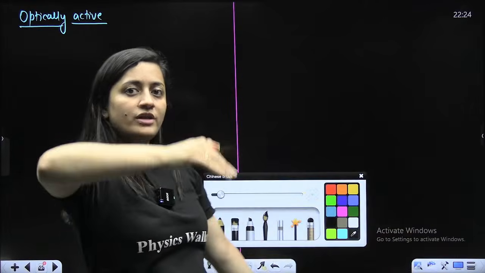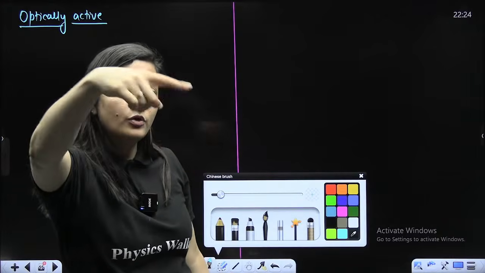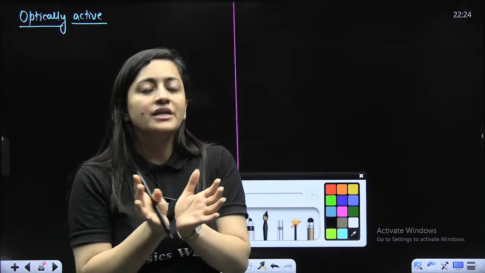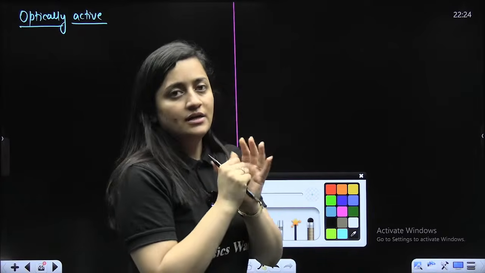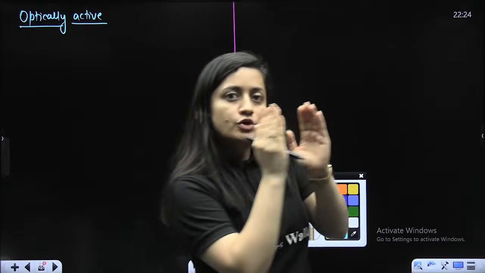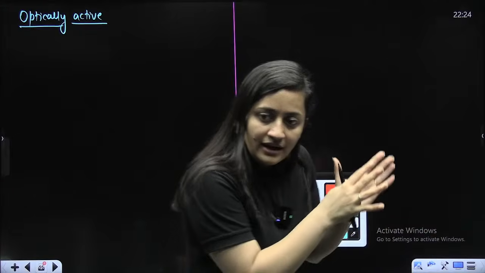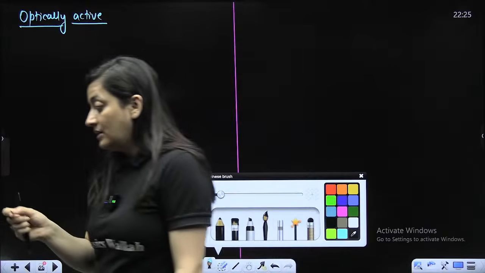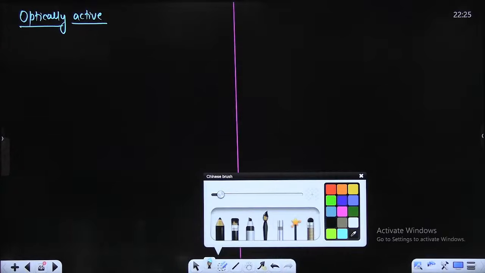If it has only one component in any direction, that is plane polarized light. So whenever you talk about any compound, if it can rotate that plane polarized light towards the right side, it will be dextrorotatory. If it rotates it on the left side, then it will be levorotatory. So these are the words that we have to discuss here.